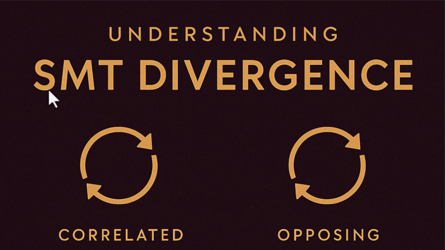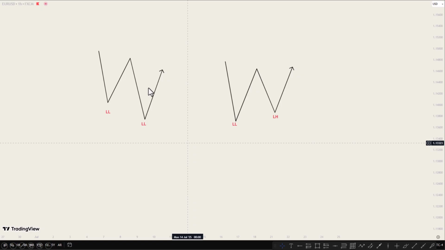In today's video, we are looking at a simple but powerful concept called SMT Divergence. It stands for Smart Money Technique Divergence. It happens when two related markets like EUR/USD and GBP/USD start moving in different directions. These two pairs are related and are supposed to move in the same direction. But when you spot that they started moving in different directions, SMT Divergence is about to happen. This small shift can tell us something big, like when a reversal might be coming.